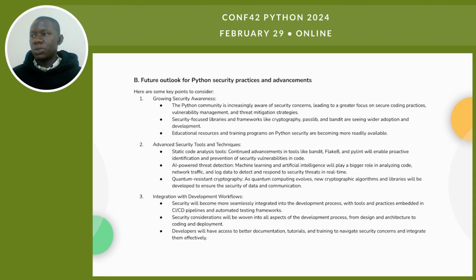Number two states advanced security tools and techniques. Static code analysis tools: continued advancement in tools like Bandit, Flake8, and PyLint will enable proactive identification and prevention of security vulnerabilities in code. The next one says AI-powered threat detection. Machine learning and artificial intelligence will play a bigger role in analyzing code, network traffic, and log data to detect and respond to security events in real time. Next one says quantum-resistant cryptography. As quantum computing evolves, new cryptographic algorithms and libraries will be developed to ensure the security of data and communication.